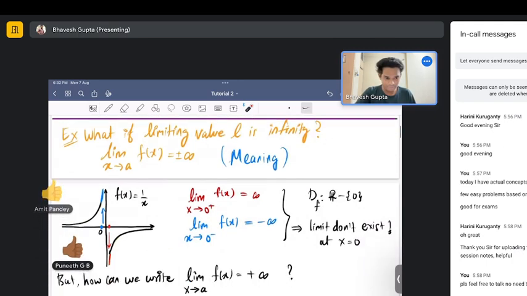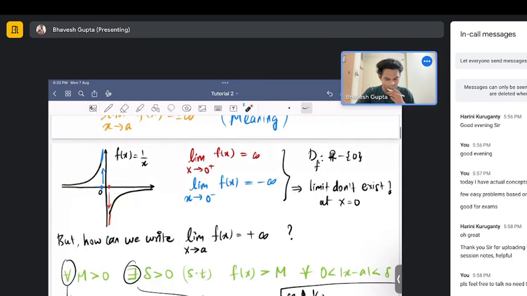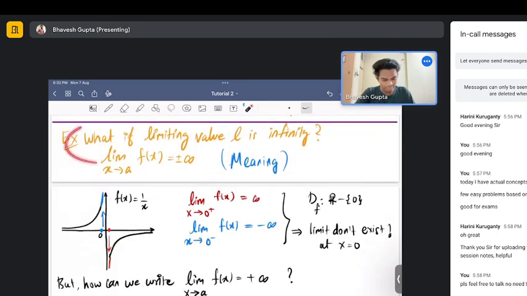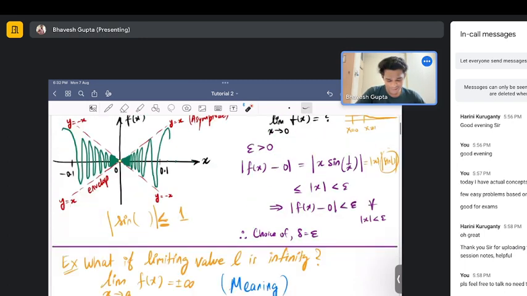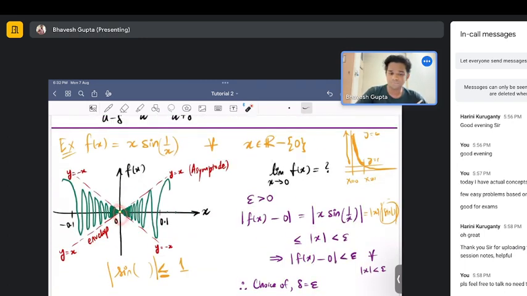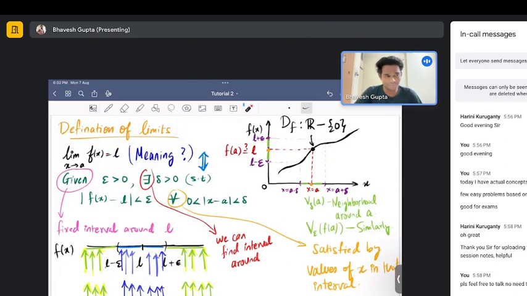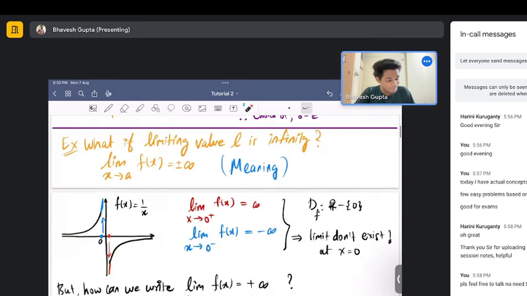Okay, thank you. So the next concept which I want to discuss is, what if the limiting value is infinity, not a finite value? In this case we know it's a finite value, we know what L is. L is a finite number. But what if this is not a finite number? I cannot write down a number, and I have no other option but to use infinities.